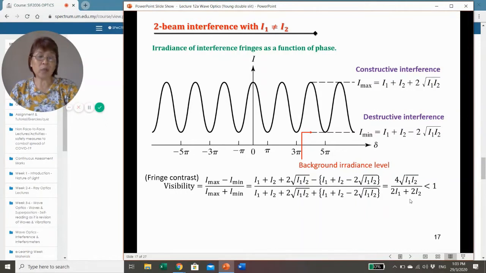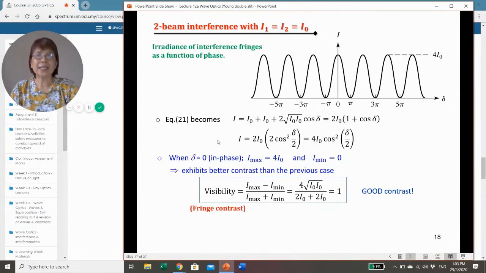This will be 2I0 plus 2I0, and that will be 4I0. And 4I0 divided by 4I0 will be equal to 1. So you get the best visibility when it is equal to 1. If they're not the same, then you will get a value that's less than 1, so contrast will not be the best. Okay? Now, here is when we have the best contrast, and the maximum will have a value of 4I0.